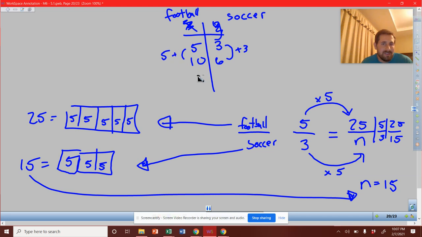But I do want us to be able to do any method, whether it's the tape or the fraction method, but we should be able to continue to do this in any way and still get the same answer. Now, if you had 25 footballs, you'd need 15 soccer balls.